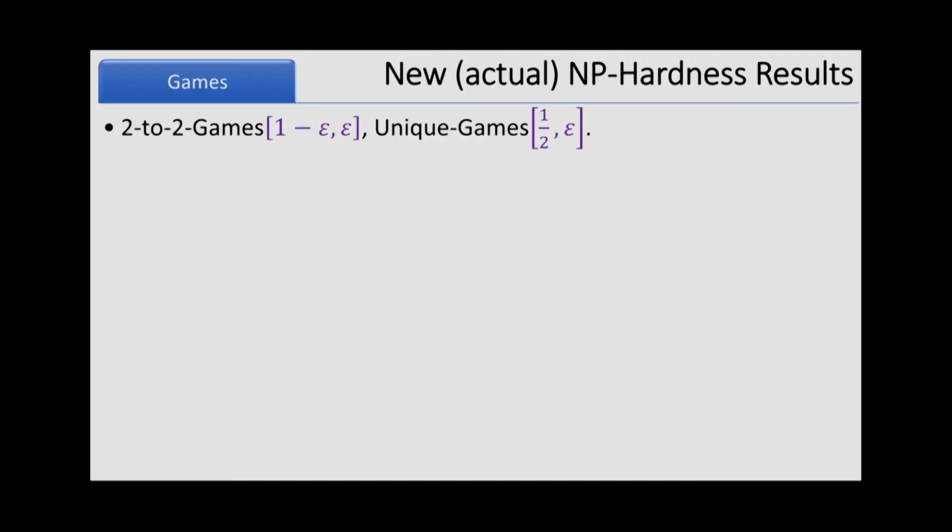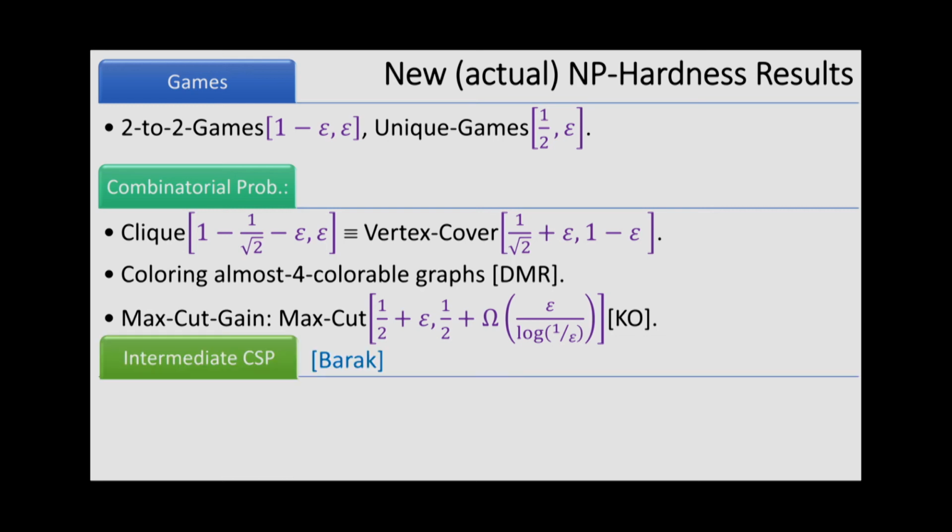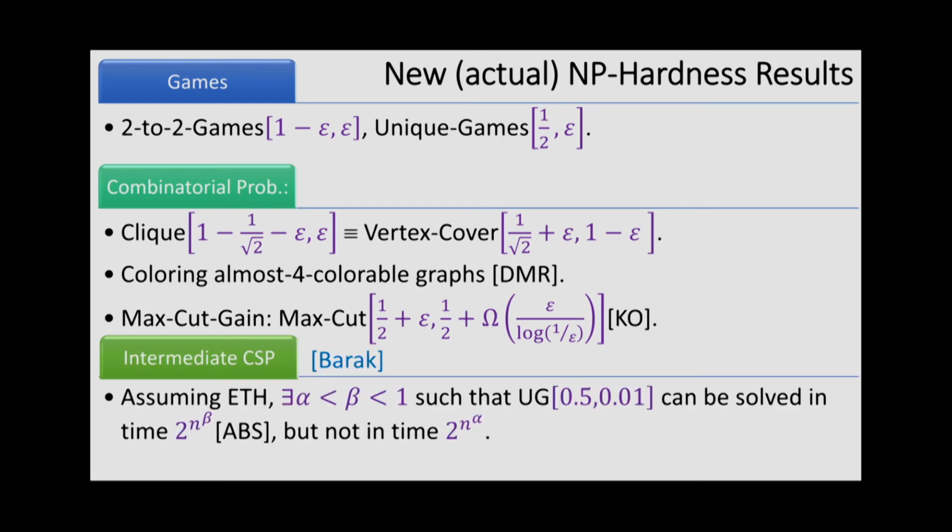So obviously we have the two results that I already mentioned. We have some hardness for combinatorial optimization problems. Don't worry too much about these numbers, but we have some new hardness gaps for clique, a variant of the coloring problem, and some gap for max cut. And finally, we have this intermediate CSP conjecture of Boaz Barak. I'll not say it is a conjecture because it's already proven.